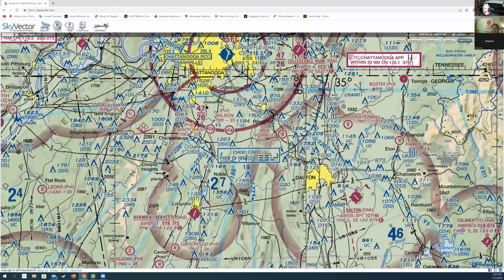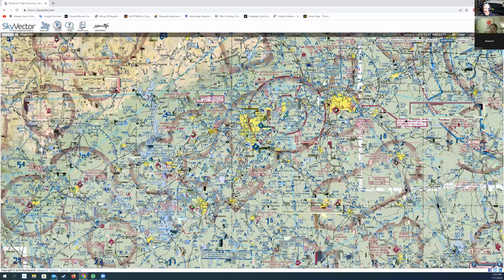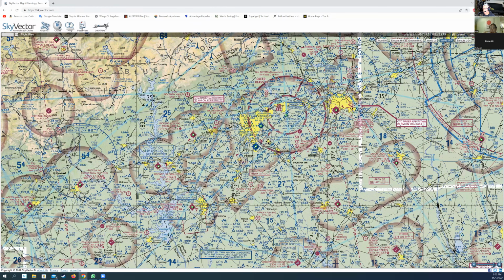What's after 1200? What airspace is above that? Oh, Class E. Good. And that goes from what to what? It's everywhere, except for Class G. Right. So it's 1200 to 17,999. Okay, cool.